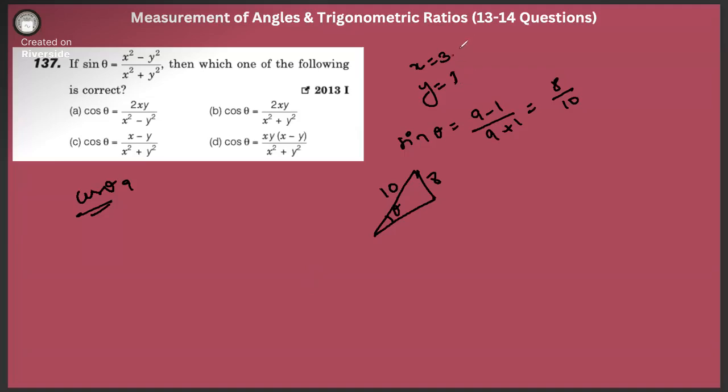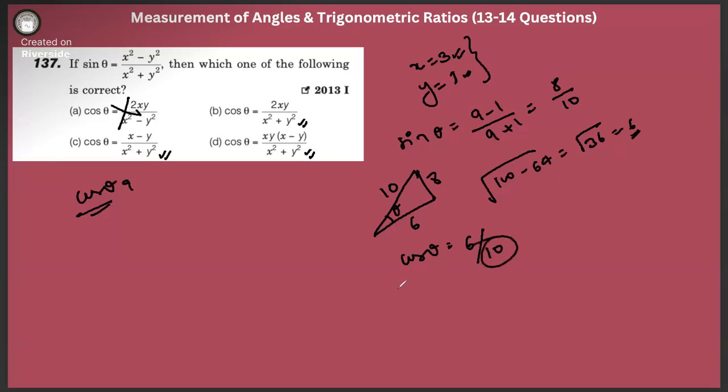I have chosen these two values smartly, right? Okay. Now tell me, what is this base? Is it 6? Pythagoras, guys. 10 square minus 8 square, root under 36 is 6, right? Now tell me, what is cos theta? Is it 6 by 10? So in the denominator, we are going to have x square plus y square for sure?